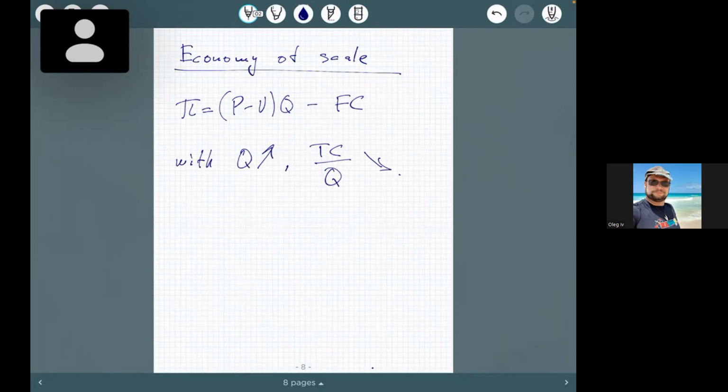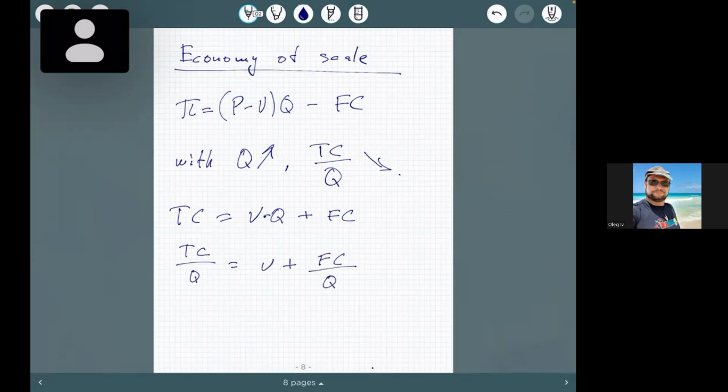That's what economy of scale is conceptually. So conceptually, the more you produce, total cost per unit goes down. The more cars you produce, your cost per car will go down. And mathematically, that is easy to show, because your total cost is your variable cost multiplied by Q plus your fixed cost. So total cost divided by Q is V plus fixed cost divided by Q.